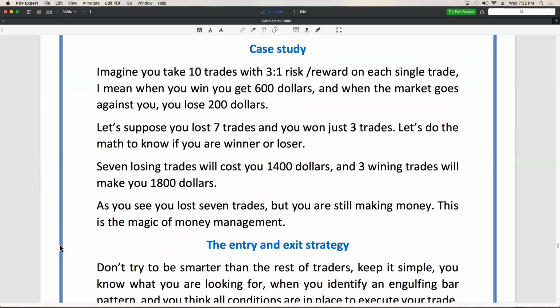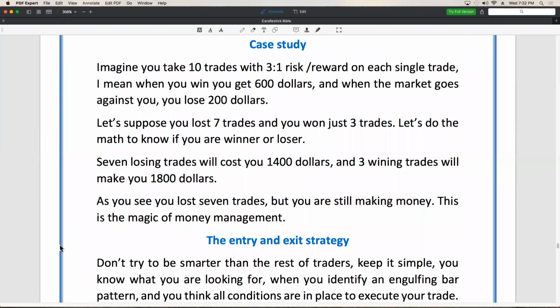Imagine you take 10 trades with a 3-to-1 reward to risk ratio on each single trade. When you win, you get $600. And when the market goes against you, you lose $200. See, that's a good risk. So let's suppose you lost 7 trades and you won just 3. Let's do the math to know if you're a winner or in drawdown.